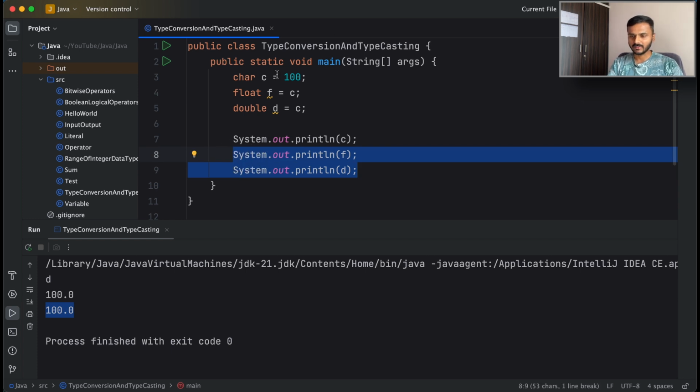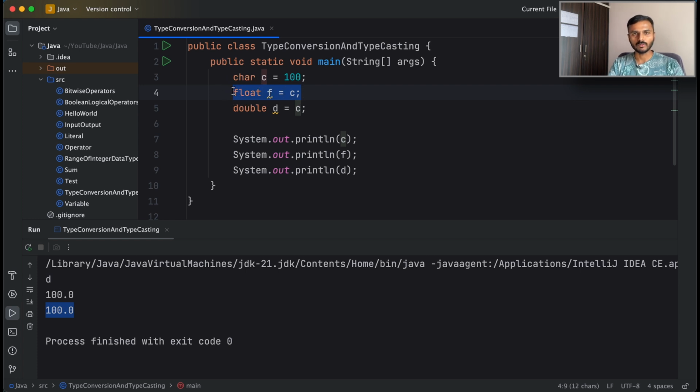So what we have done over here is we had c, which is of char type and which had 100 stored in it. And we stored that 100 in a float variable. Now we know that float holds decimal numbers. And because of how float represents decimal numbers internally, the 100 that we stored got converted to 100.0, and that is what we're getting as an output. The same logic applies to the third line of output being 100.0, where we printed d, where d is a variable of double type and it holds whatever c holds, and c holds 100, right?